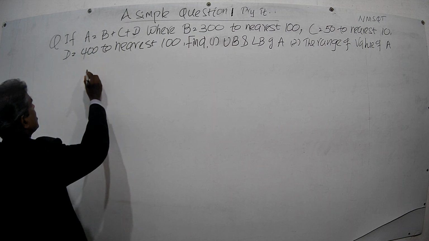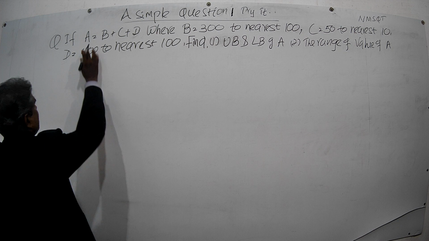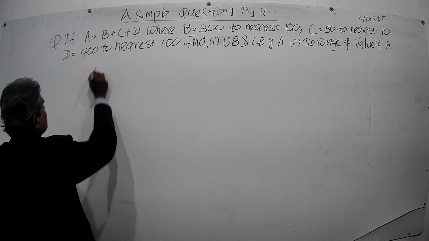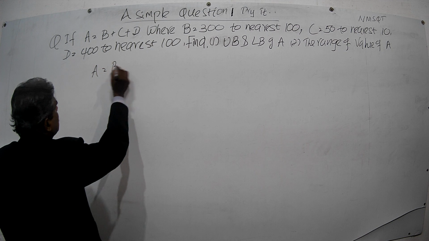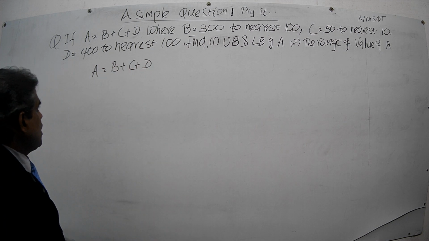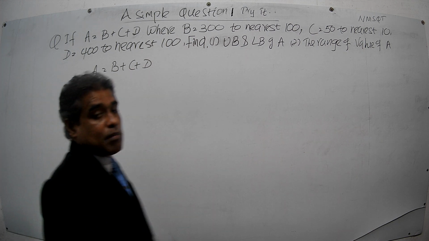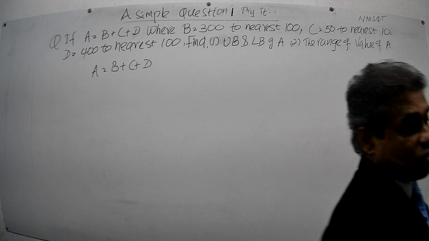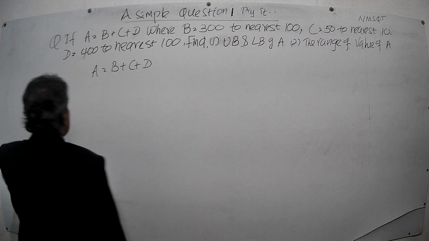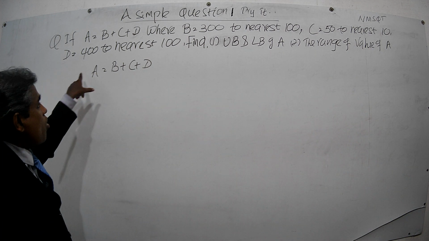Now this question. If A equals B plus C plus D, then look here: A is a sum of three terms. A is a sum of three terms. Then they ask you to find the upper bound of A and the lower bound of A.